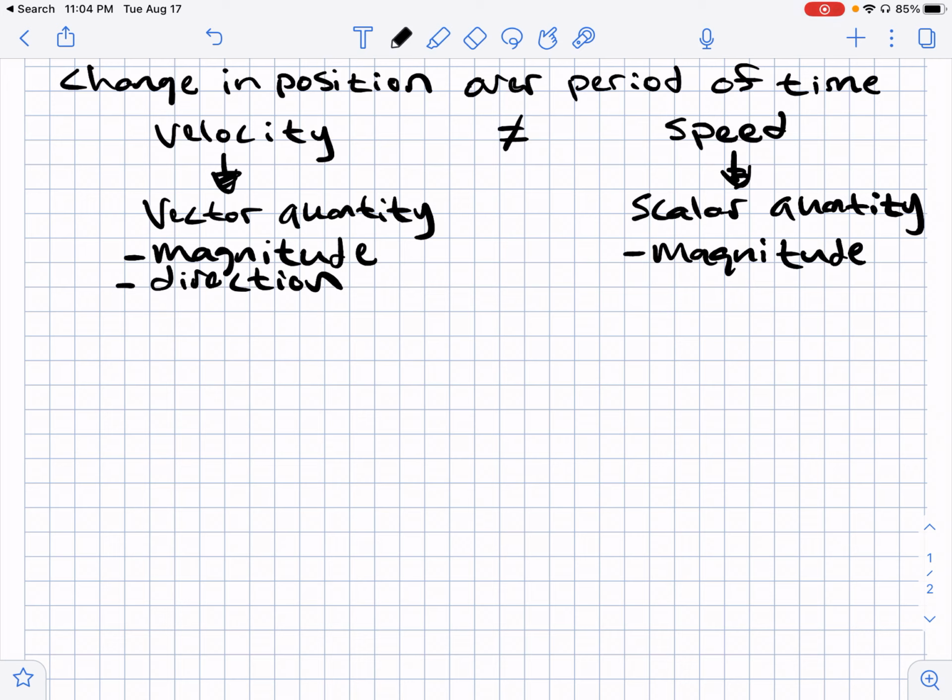A simple example is if I say I'm in my car and I'm driving 10 meters per second, and that's all I say, I'm talking about the car's speed, how fast it's going. And if I say I'm going 10 meters per second headed east, I've now included direction, so that is the object's velocity. And so that's the difference between speed and velocity.